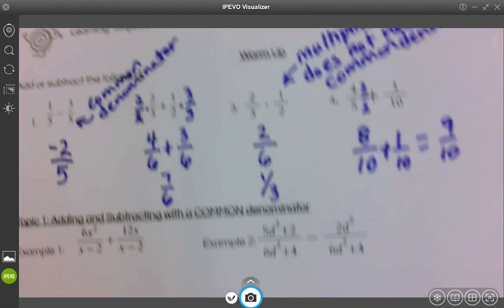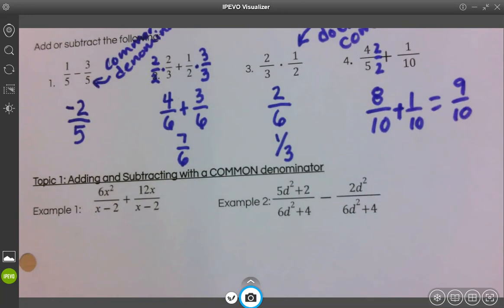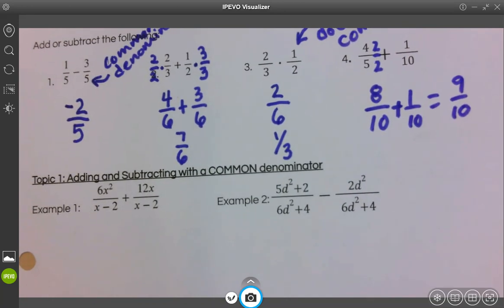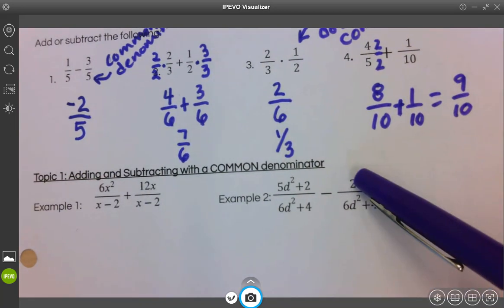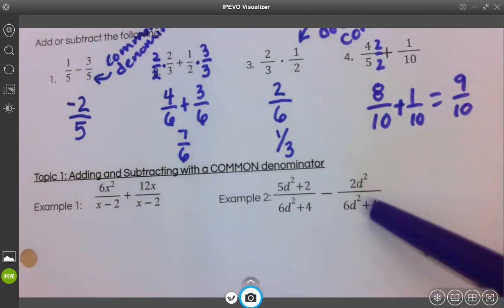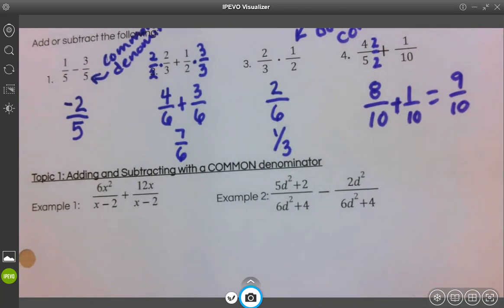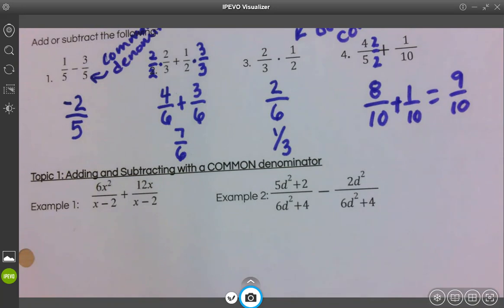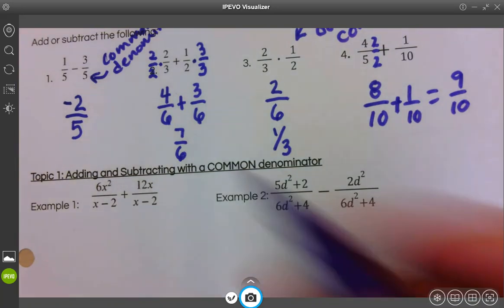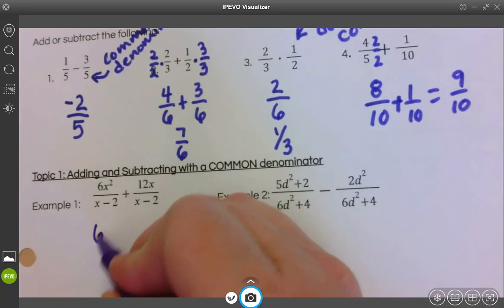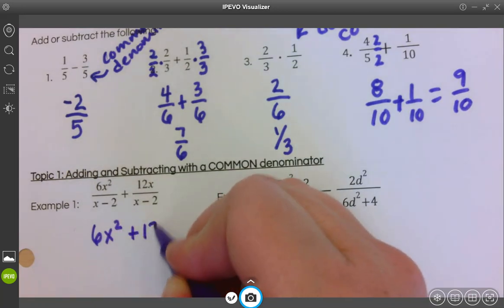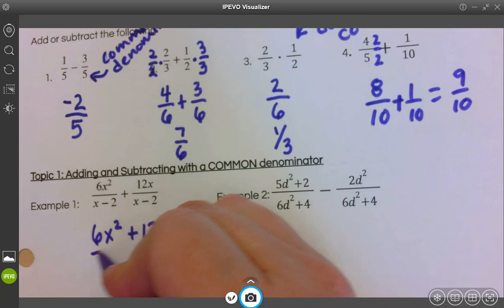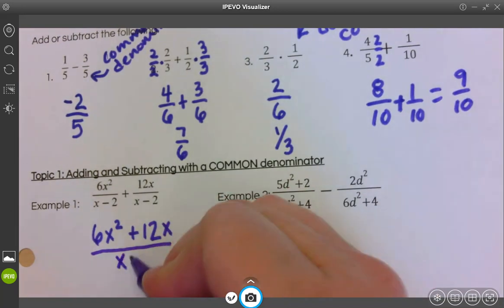And they have variables in them, so that makes them algebra instead of math 5. All right. The first section says adding and subtracting with a common denominator. So that's a hint that we have a common denominator, but you can see it too, right? So if it has a common denominator, all you have to do is combine the numerators. So I have 6x squared plus 12x over x minus 2.